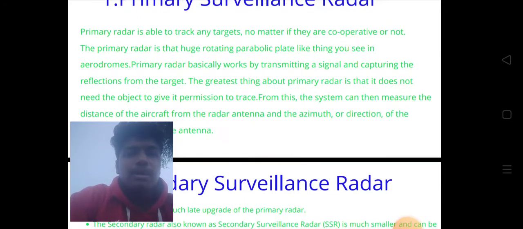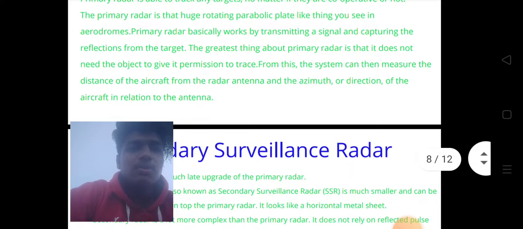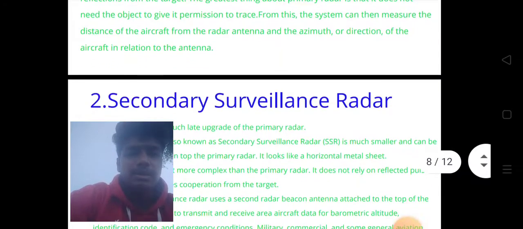Second, the primary radar is that huge rotating parabolic plate like the thing you see in aerodromes. Primary radar basically works by transmitting a signal and capturing the reflections from the targets. The greatest thing about primary radar is that it does not need the object to give its permission to trace. From this, the system can measure the distance of the aircraft from the radar antenna, and the azimuth or direction of the aircraft in relation to the antenna.